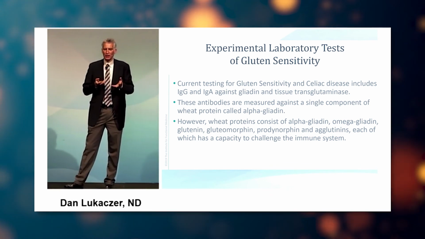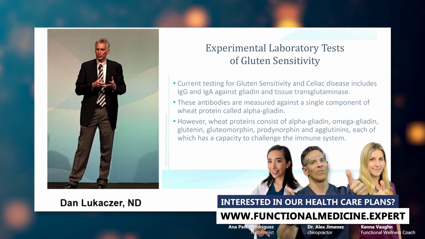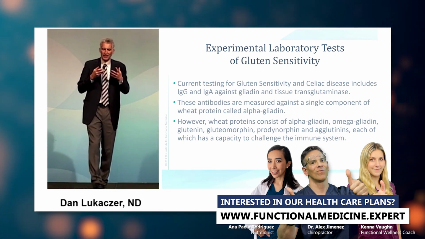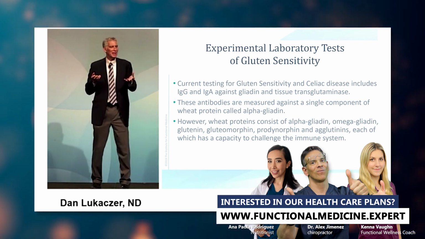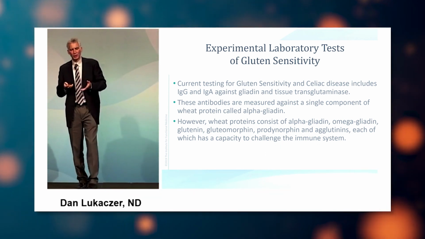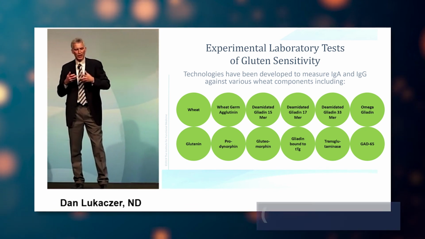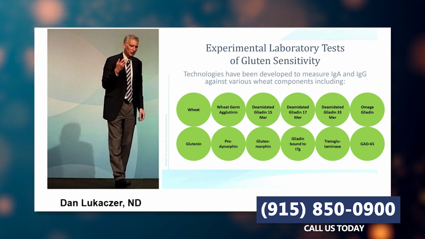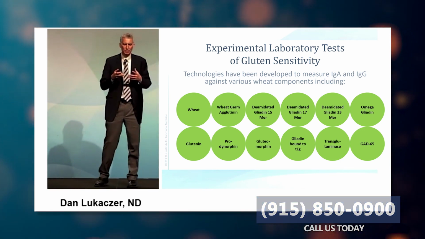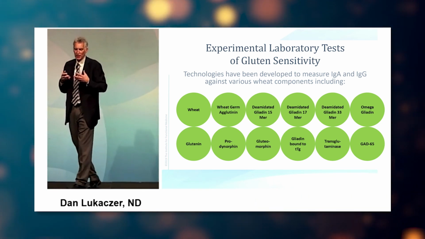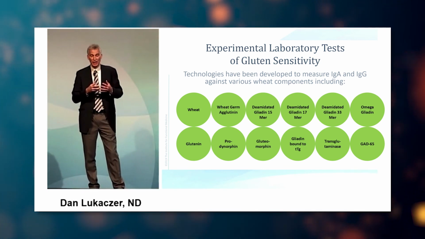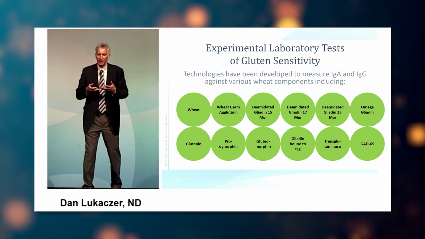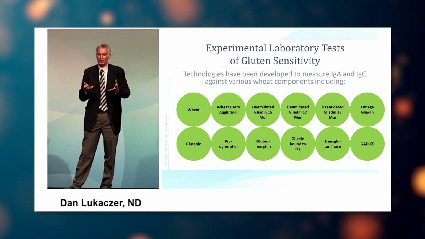Some labs are looking at other ways to assess gluten reactions by testing other components of gluten and wheat proteins. And as I've said, gluten is a very, very complicated beast. So there are other components that you can test. Here is one lab that tests them. Various technologies have been developed to measure IgA and IgG against various wheat components, including all of these. It's interesting. It's cutting edge, I think. But the jury is still out on the level of research that proves this in the peer-reviewed literature.